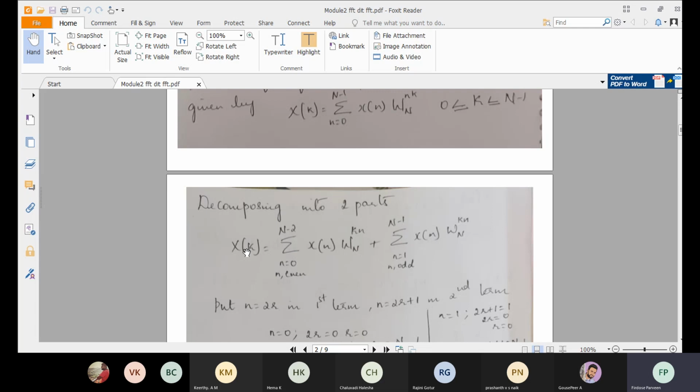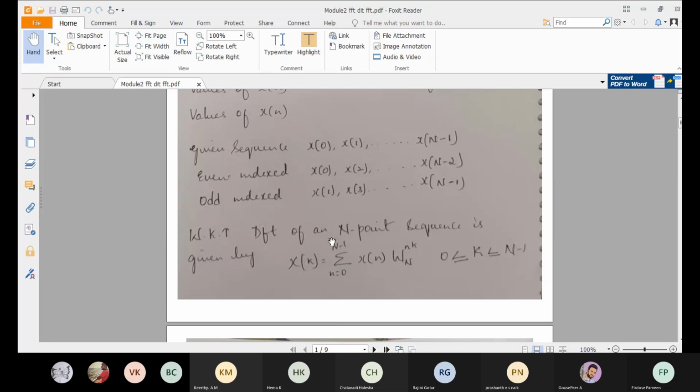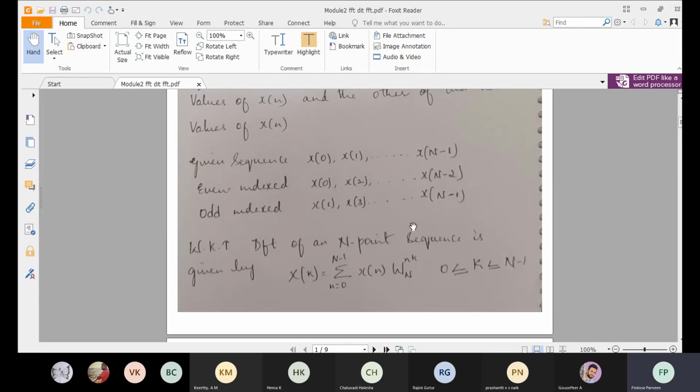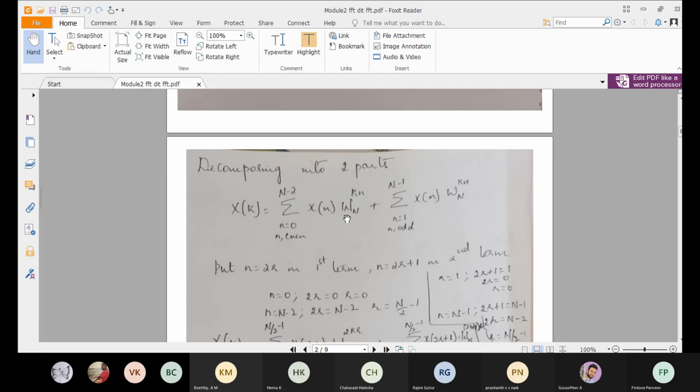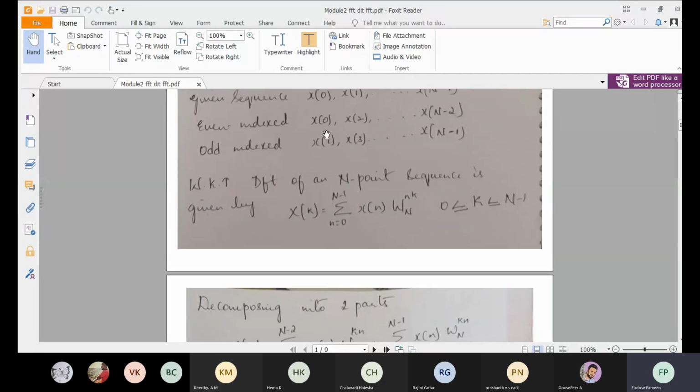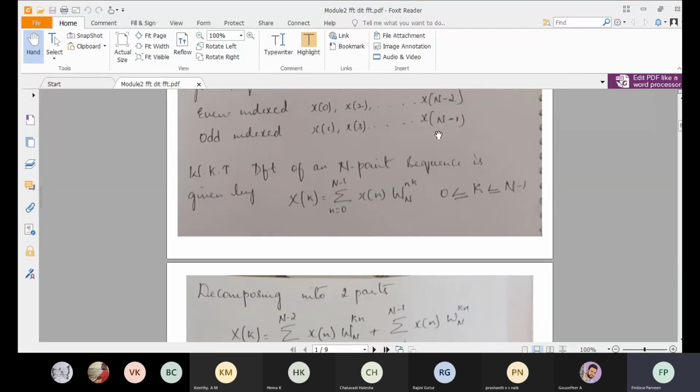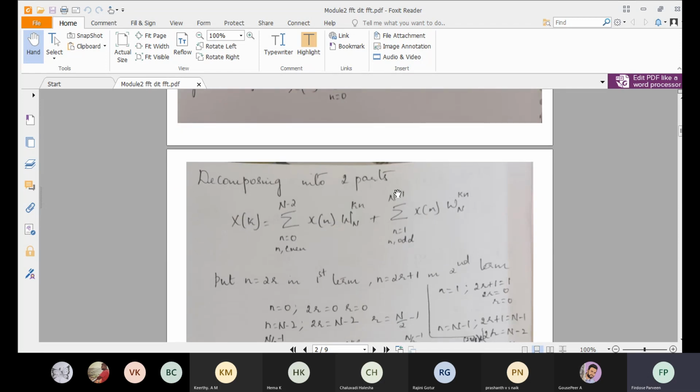So it is written as X of k equal to summation n equal to 0 till N minus 2, because it is even, x of n, W N to the power of kn, plus summation n equal to 1 till N minus 1, for the odd sequence, x of n, W N to the power of kn. So one sequence we have decomposed into two parts, one is even and the other is odd.